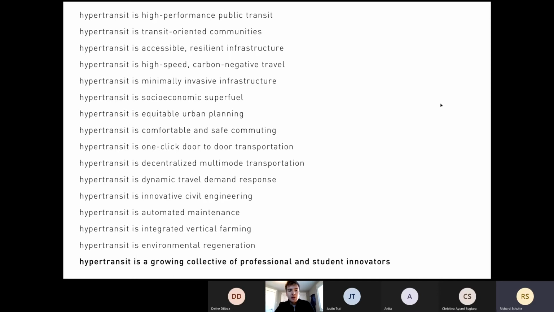It is transit-oriented communities, accessible, resilient infrastructure, high-speed, carbon-negative travel, minimally invasive infrastructure, socioeconomic superfuel, equitable urban planning, comfortable and safe commuting, one-click door-to-door transportation, decentralized multi-mode transportation, dynamic travel demand response, innovative civil engineering, automated maintenance, integrated vertical farming, environmental regeneration. Ultimately, HyperTransit is a growing collective of professional and student innovators.